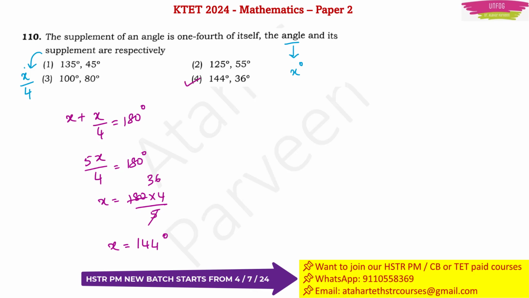If you want the other value, you can also find it just by subtracting 144 from 180. It will give you 36 degree. So this is also an easy question.